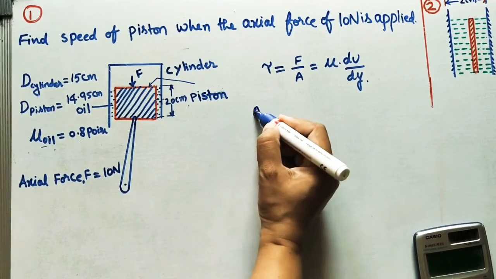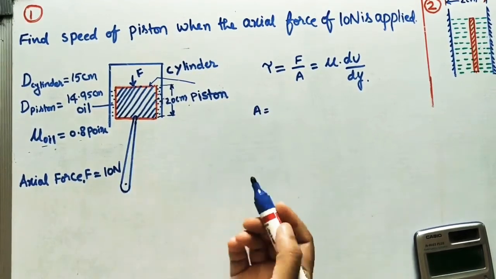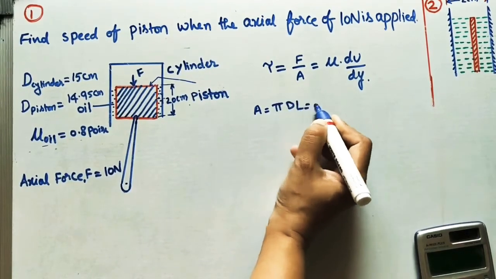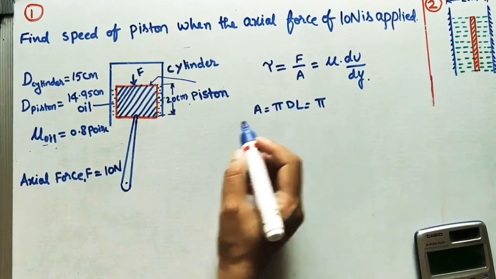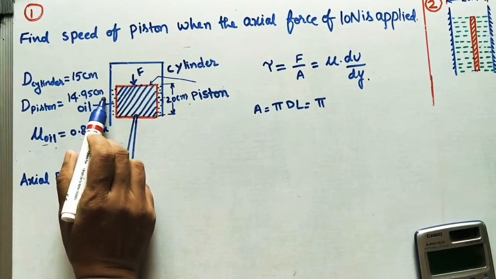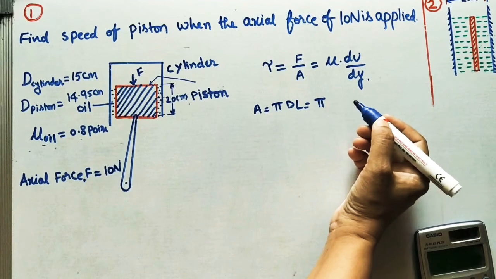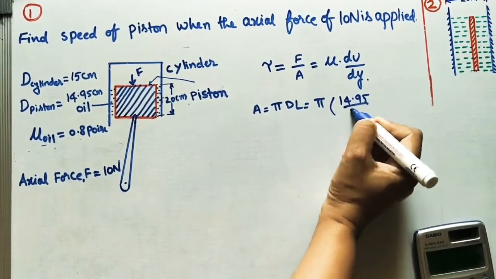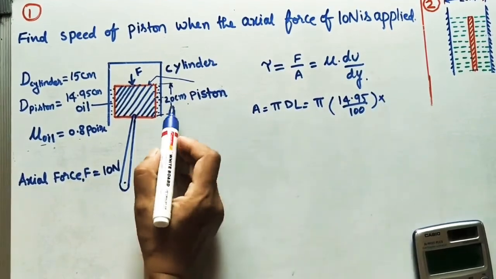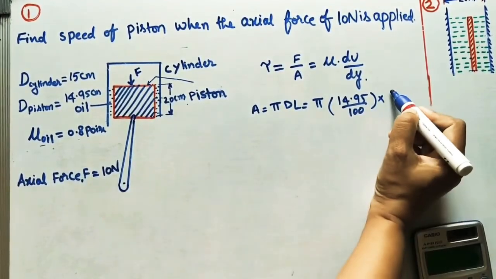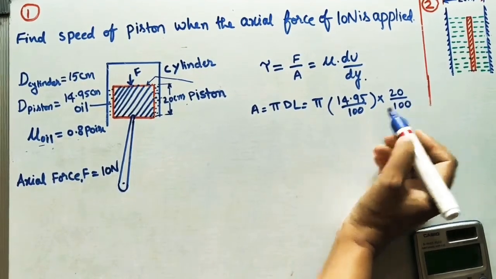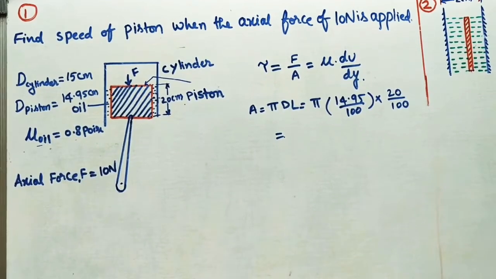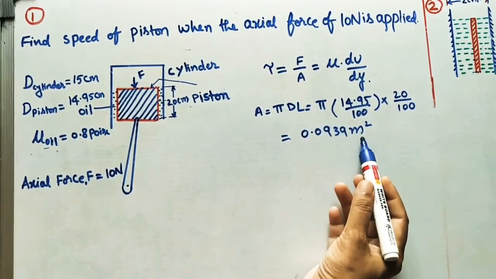What is the area of the piston? As I told in the last classes also, for a circular one take pi d l. For the piston, pi, the diameter of the piston is 14.95 centimeter. Take in terms of either meters or centimeters. I am taking meters, 14.95 by 100. What is the length? Just now I told it is 20 centimeter, so 20 by 100. Now find out the area by using the calculator. We got the area 0.0939 meter square.